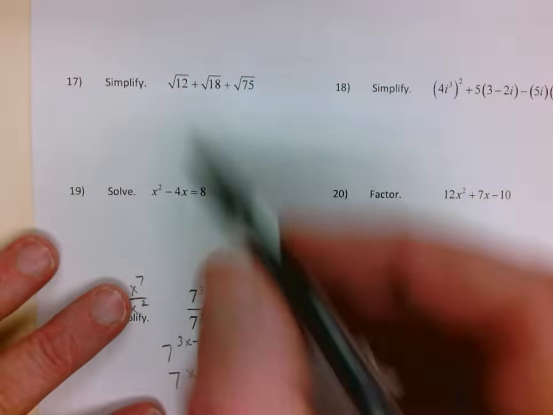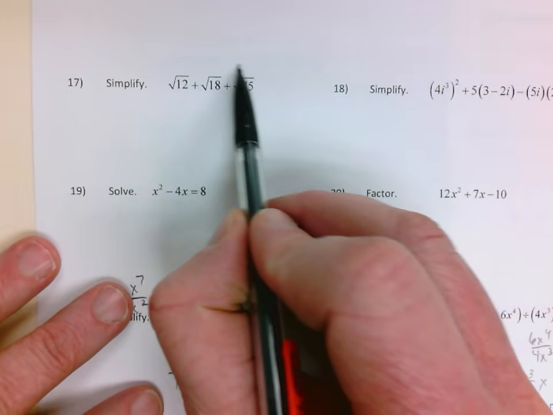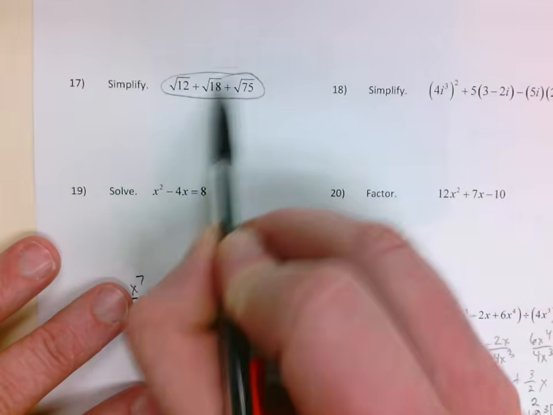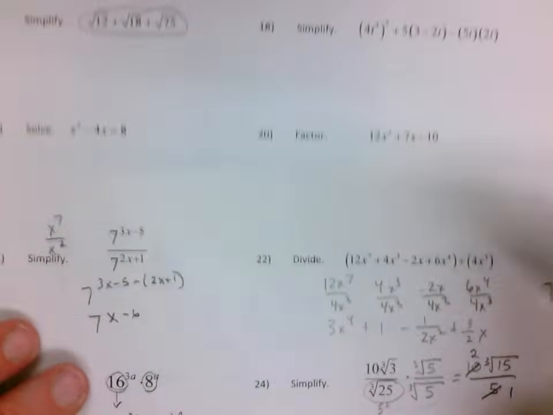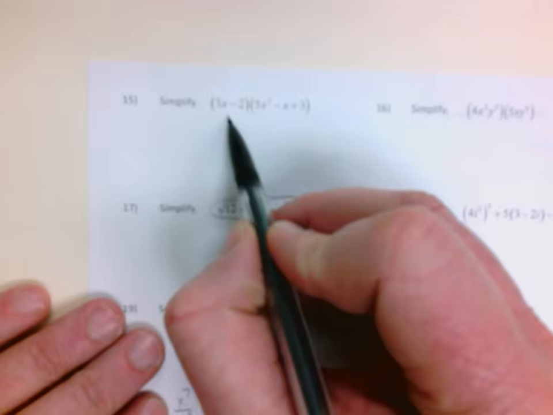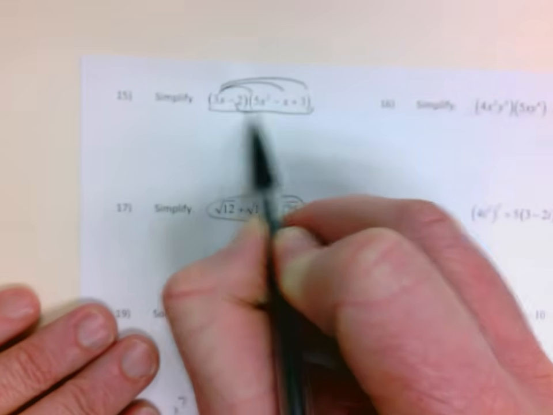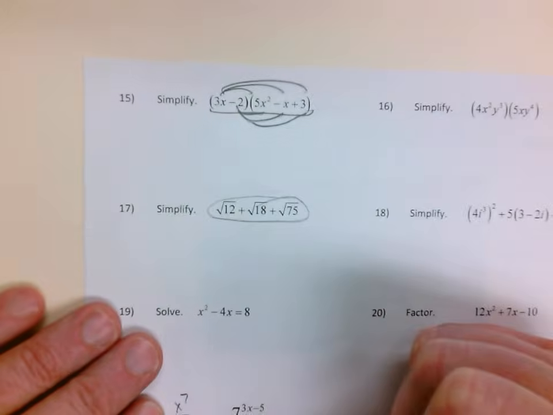Other notes, the answers are on Canvas, but make sure you simplify your radicals before you try to combine them. We've spent a lot of time factoring, you shouldn't need that much review there. If you're going to multiply something like this together, distribute first, and then combine like terms.